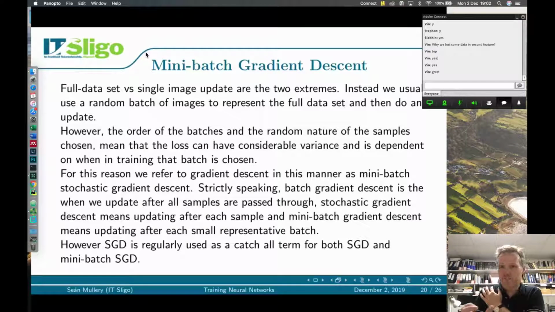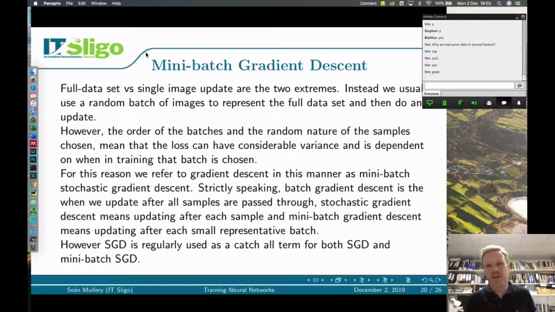Strictly speaking, batch gradient descent is when we update after all the samples are passed through. Unfortunately, that word batch is also used to refer to the entire set, which we normally refer to as an epoch, but when we talk about batch gradient descent, we mean the entire set. So that's when we do an update after all the samples are passed through. Stochastic gradient descent means updating after each individual sample, and mini batch gradient descent, which we normally call mini batch stochastic gradient descent, means updating after a small representative batch.